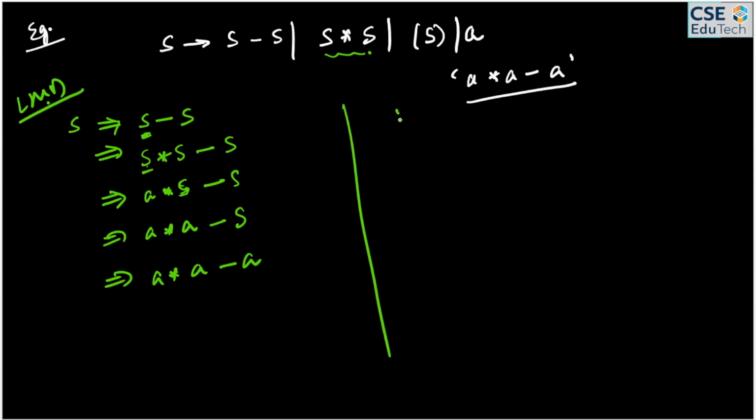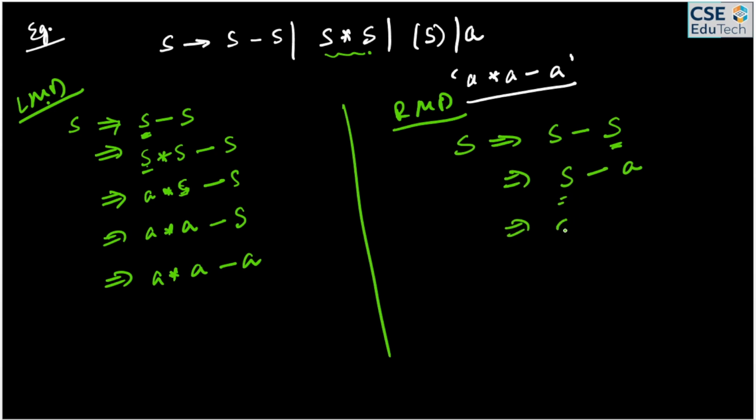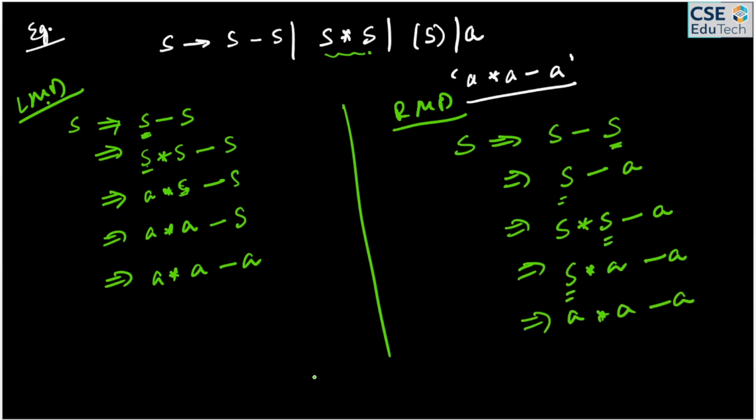Now similarly, what is the rightmost derivation? We again start from here. We can write S, this. Now we have to replace the rightmost variable at every step. So it will be this S a. Now this variable can be replaced by S a, and now this variable S a, and now this variable a. So these are the two different derivations, one is the leftmost derivation and the other is the rightmost derivation, for the string a multiplication of a minus subtraction of a.